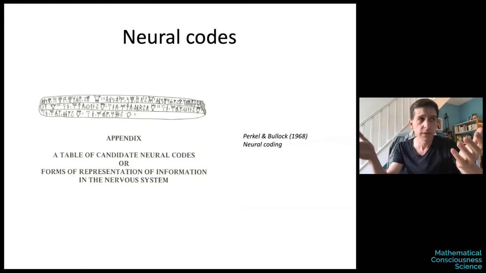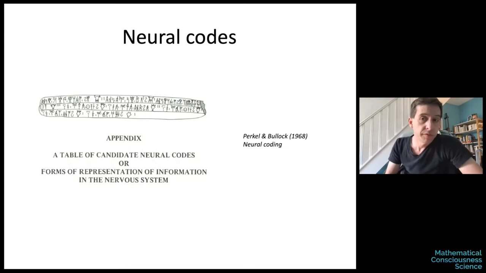And it's a very old concept. It's several decades old, at least. You can see here an extract of an appendix of a seminal review on neural codes, which was published 50 years ago. At the top of this appendix, you can see an illustration showing hieroglyphs, which are identified to neural activity. Neural activity is identified to hieroglyphs that need to be deciphered. And so these codes are called explicitly forms of representation.